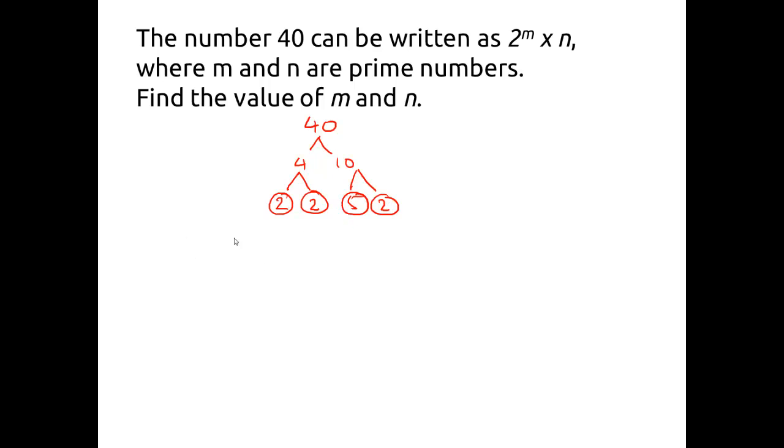So now I can write 40 as a multiple of these prime numbers. So that's 2 times 2 times 5 times 2. And if I write this more simply in index form, I get 2 to the power of 3 because there's 3 2's there. Multiplied by 5. Now, if you compare this to this, you can see that m is equal to 3 and n is equal to 5. That's your solution.